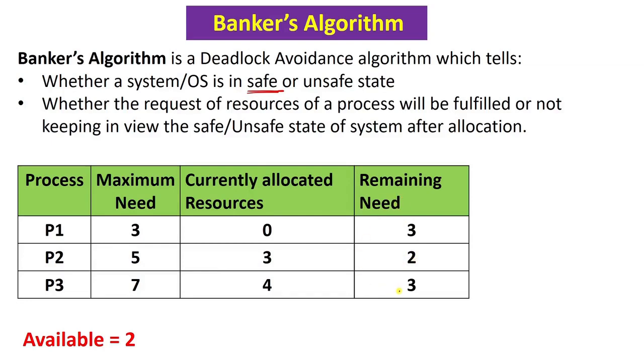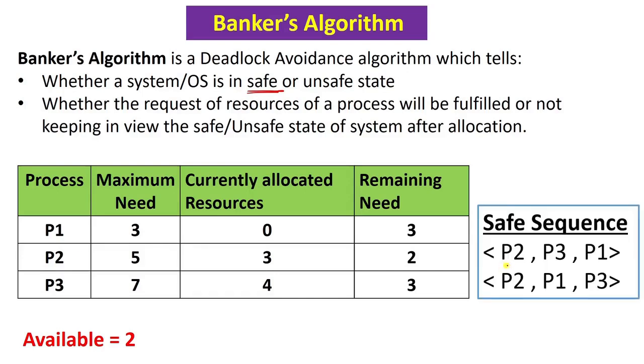The same way it goes for the P3 process, right? So we discussed whether we will be able to complete all the remaining needs of all these processes with these 2 printers or not, without going into the deadlock state. And that order of execution of all the processes without going into the deadlock state will be a safe sequence, right? So we discussed we have 2 safe sequences: P2, P3, P1, or first we complete P2, then we can complete P1, and then we can complete the request of P3.